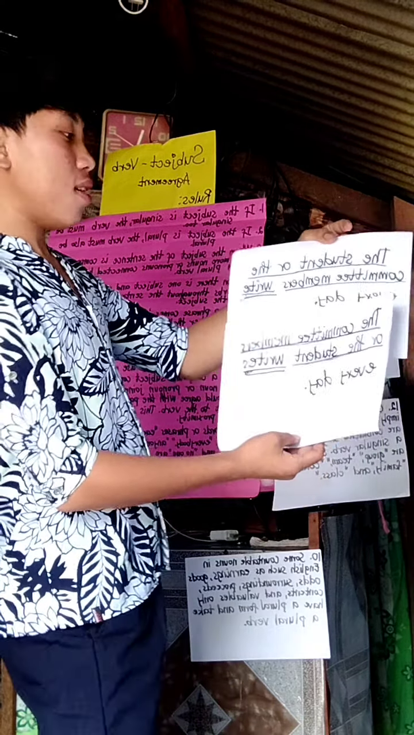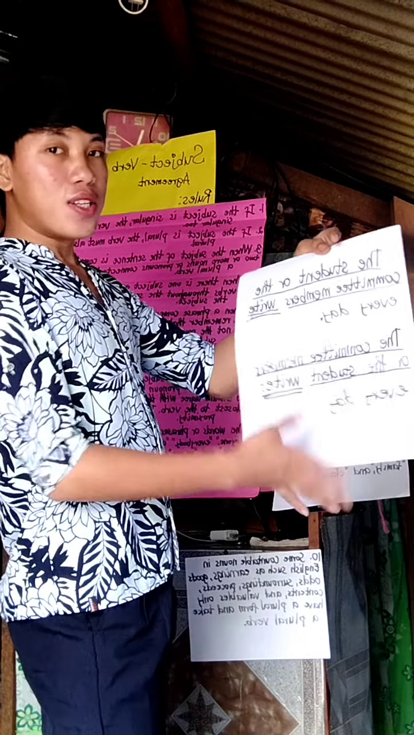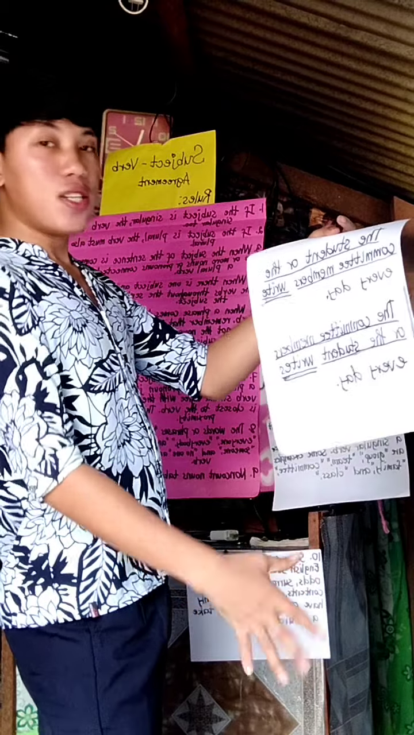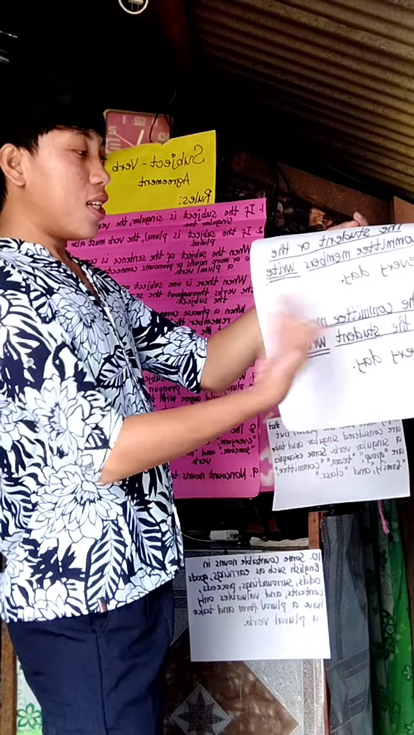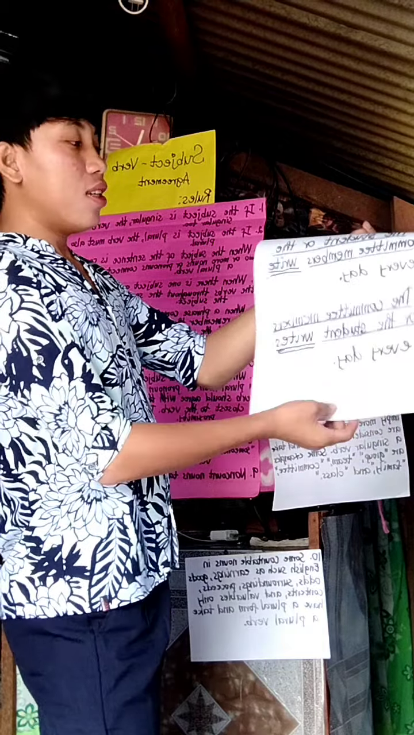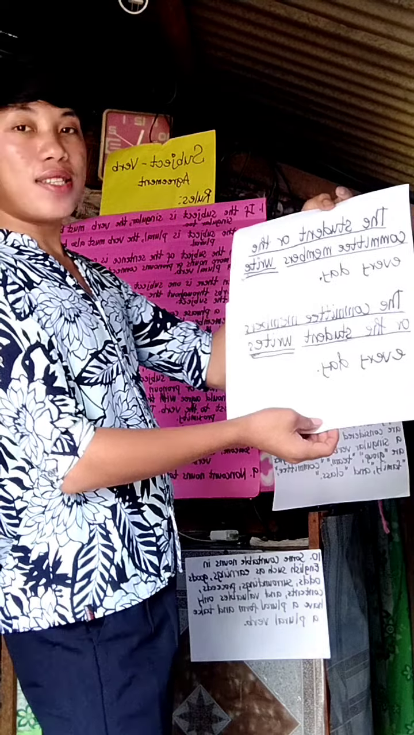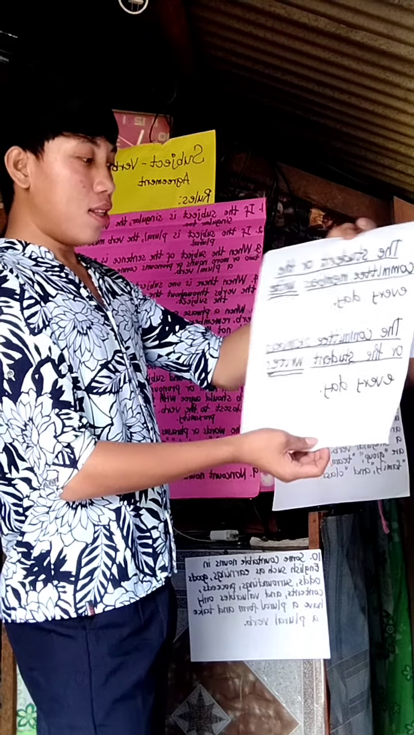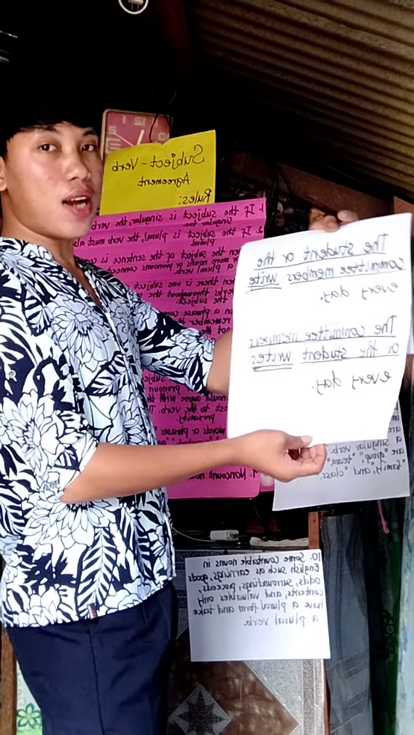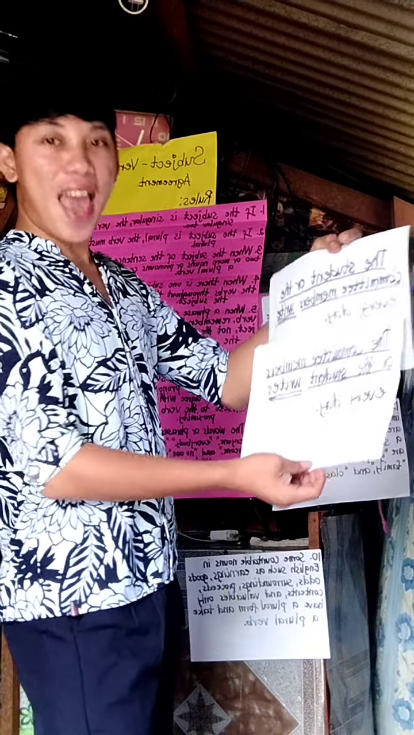Another example is, the committee members or the student writes every day. So don't be confused, guys. Let's focus that the subject that is closest to the verb, that is our subject. So from the example, our subject is the student, that is singular. So that's why we use a singular form of the verb, which is "writes" with S.